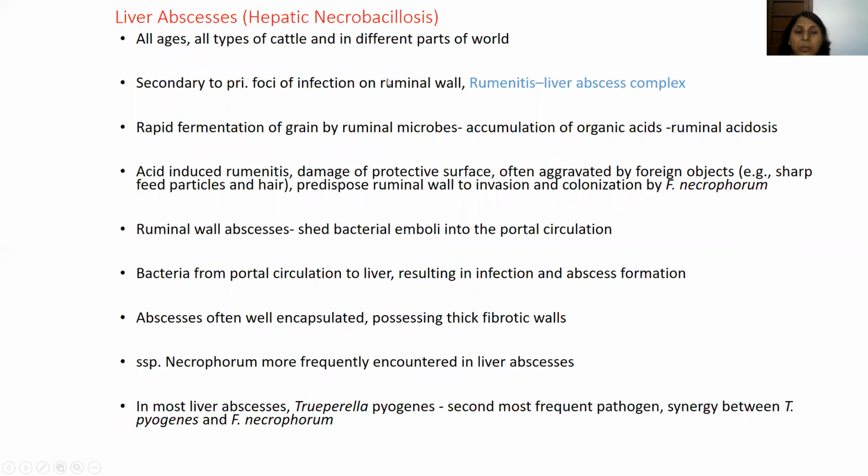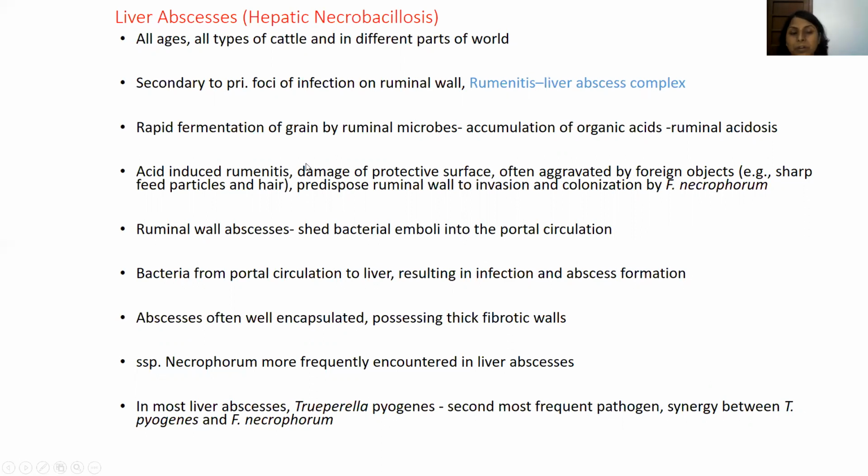Liver abscess or hepatic necrobacillosis. It occurs in all types of cattle in different parts of the world, and all ages are susceptible to the disease. The primary focus of infection is the ruminal wall, and this disease is also known as the ruminitis liver abscess complex.